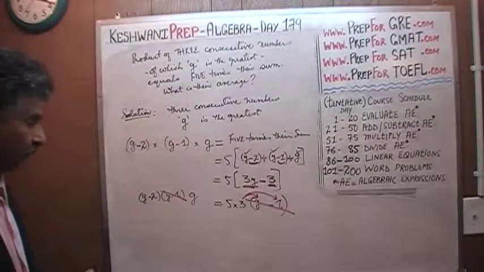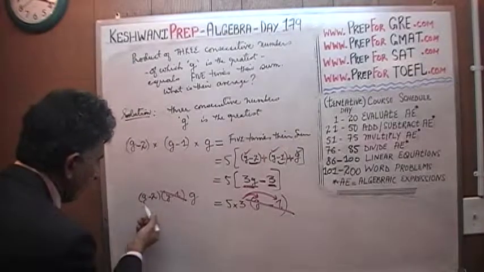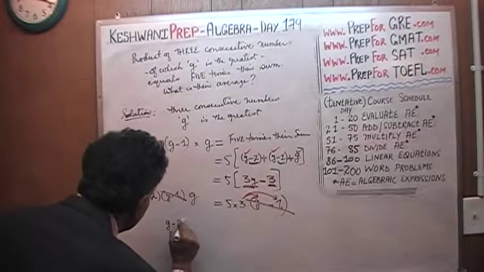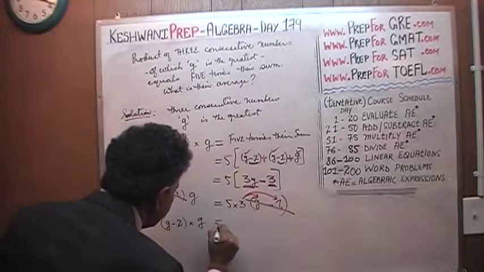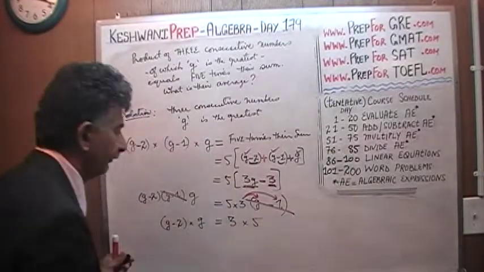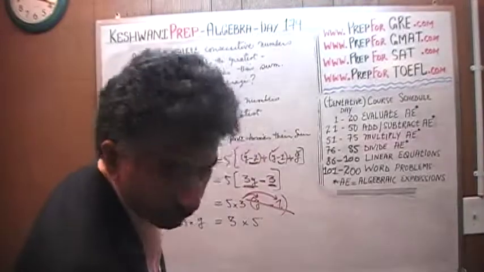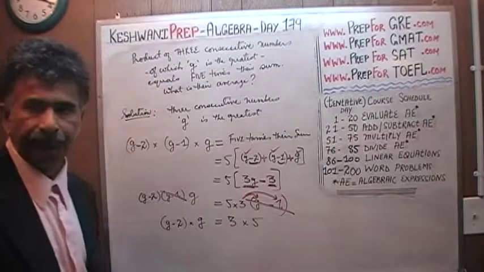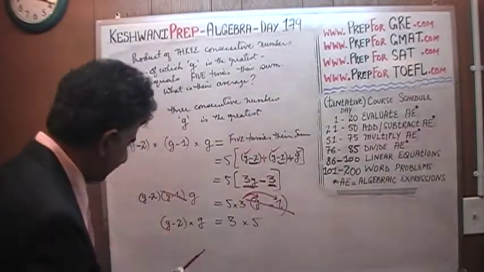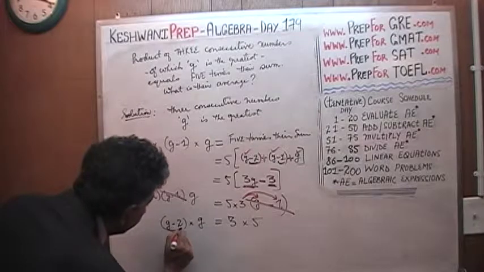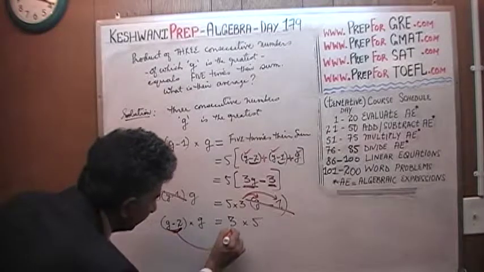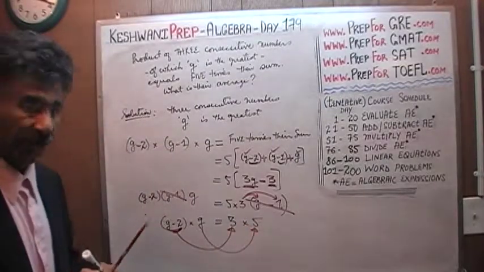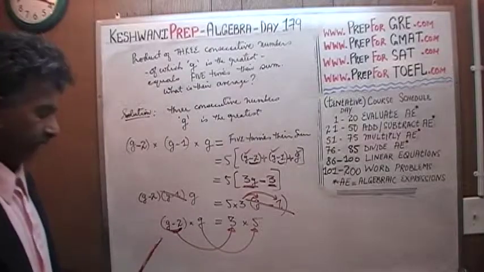That's it. We are almost getting there. So what we have here is, I don't have to rewrite it, but I'm going to rewrite it anyway, just so it's easy for you to see. We have g minus 2 times g equals 3 times 5, and you will see in a second why I wrote this as 3 times 5 as opposed to 5 times 3. Because, as you can clearly see, g minus 2 is 2 less than this guy, g. And then therefore your g is 5. G is 5 and 5 minus 2 is 3.